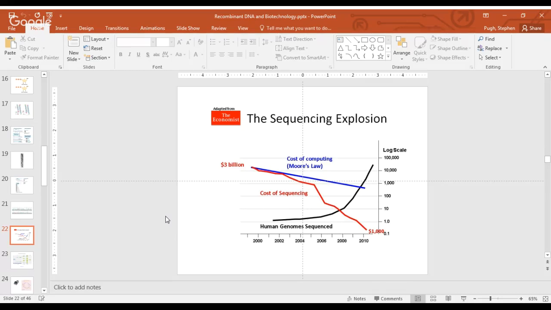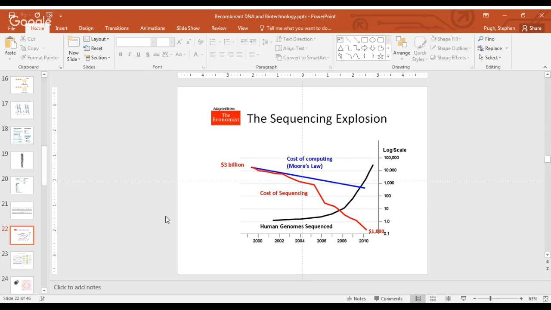And pretty much it's going to be so easy and so cheap to sequence DNA that it's going to be part of a routine medical exam. When you first go in to see a new doctor, they'll take a sample of tissue or blood and sequence your genes, because it's so cheap and so easy to do, and there's a lot of information.